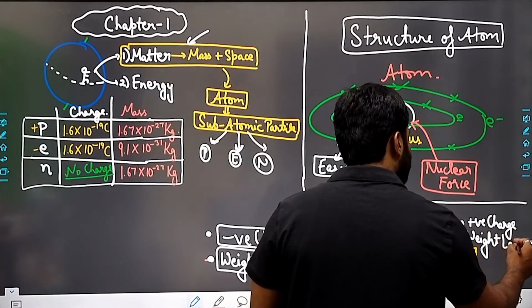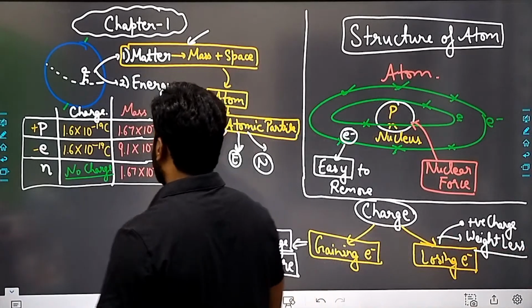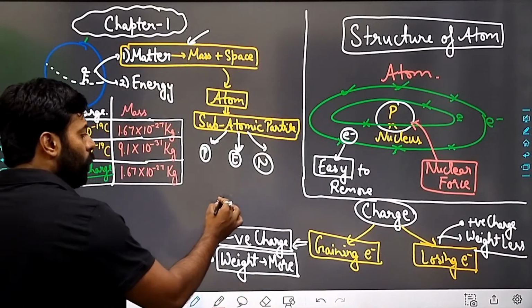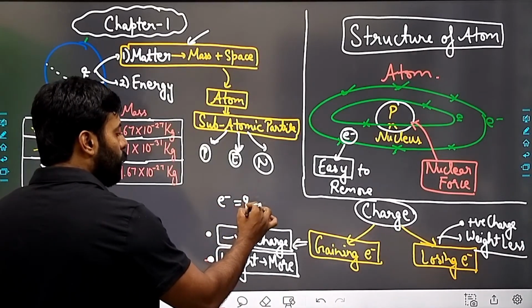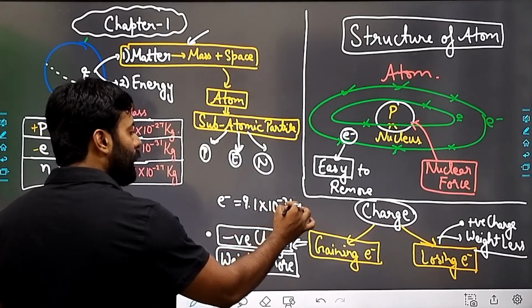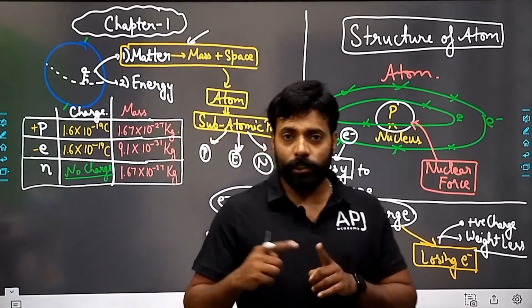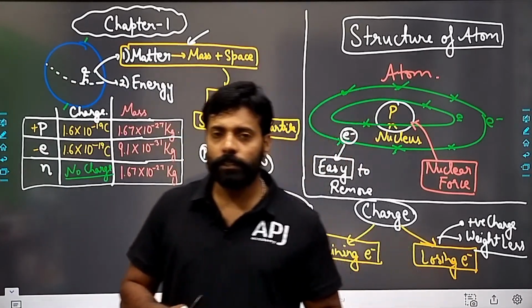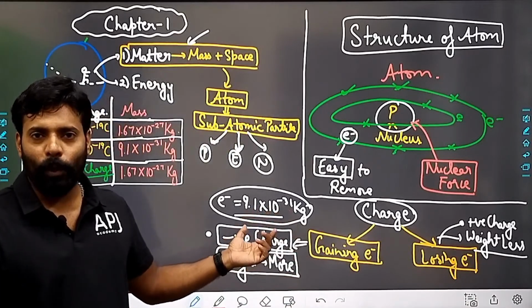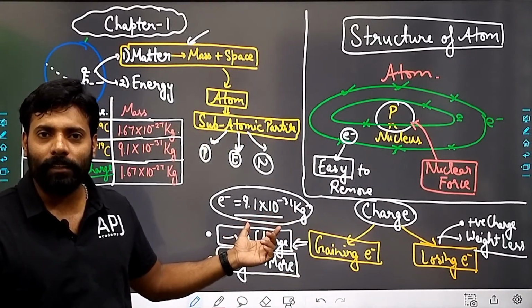So why is weight decreasing or increasing? Because each electron has its own weight, right? 9.1 into 10 to the power of minus 31 kg. So even if one electron is lost, that means I am losing this much mass, right?